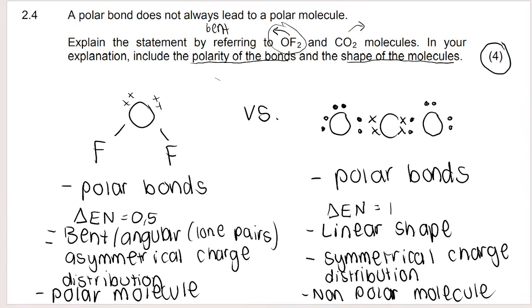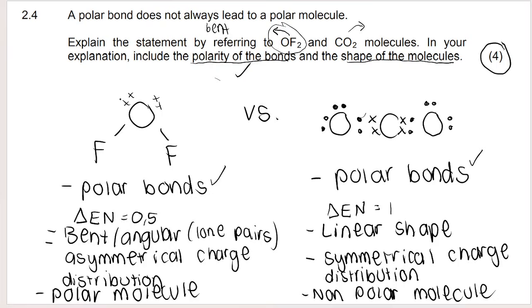Now, this is just to recap before I write out the answer properly. As you can see, oxygen difluoride and carbon dioxide both have polar bonds. And I wrote there the reason why is because of their difference in electronegativity, and I just stated them for both. So they do want me to mention polarity of bonds. Then they wanted me to mention shape of molecules, and remember the shape is always related to the charge distribution. So because oxygen difluoride is bent or angular because it has lone pairs, it has an asymmetrical charge distribution.